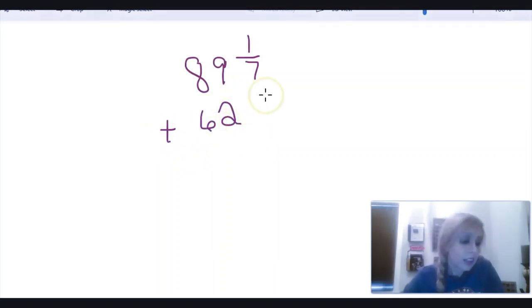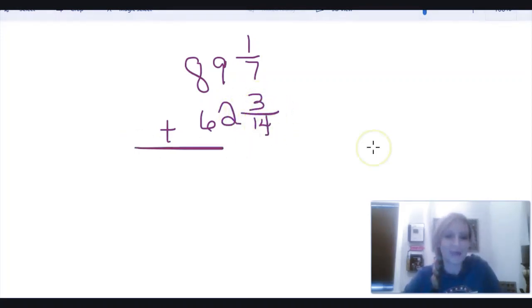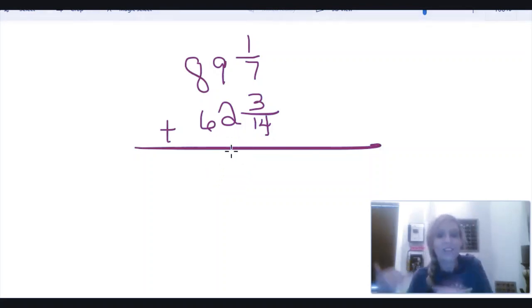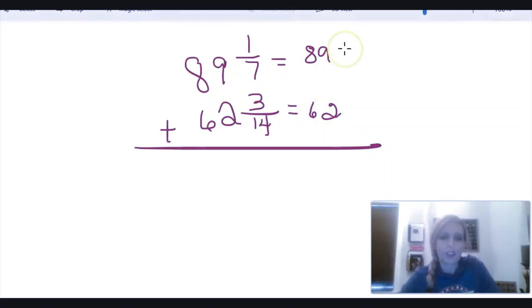Right, so let's take a look at H. 89 1/7 plus, adding this time, plus 62 and Miss Durham cannot see 3/14. Okay. All right, so I'm adding, but when I'm adding, I still have to have the like denominators. I don't here, so I'm going to have to make equivalent fractions. This time I'm going to write the whole numbers here.